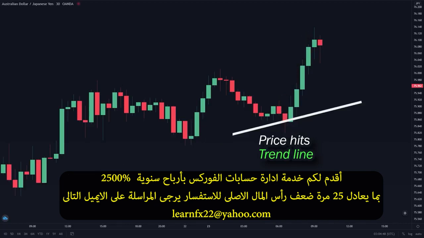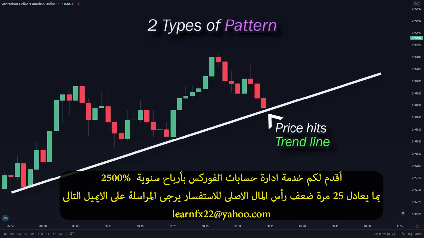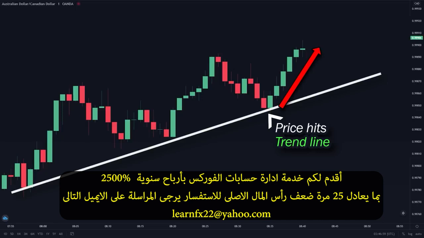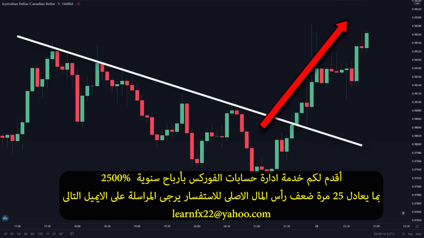For example, in a trendline strategy, there are two types of patterns that may form when price approaches a trendline. The first pattern is called the continuation pattern, which is formed when the price bounces back to the direction of a trend right after hitting a trendline. And the second pattern is the breakout pattern, which is formed when the price broke out of a trend line, causing the trend to switch directions.